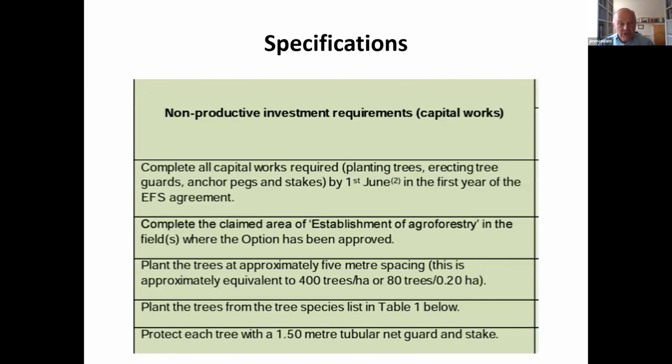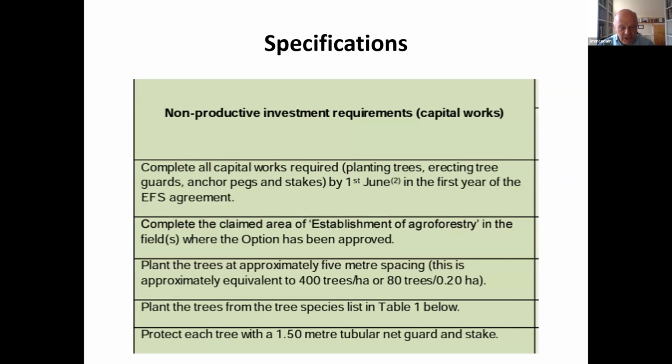If you look at the specifications, they include management requirements and then what's called non-productive investment requirements. That is basically the capital items that are funded. And this is the sort of tick box that an inspection officer would go through, and it includes the establishment criteria. So the first one is that at the end of the first year the site is inspected, and an inspector would check that all capital works are completed. That's erecting the tree guards, anchor pegs and stakes by the 1st of June in the first year of the agreement. Then the next one is just to complete the claim form.